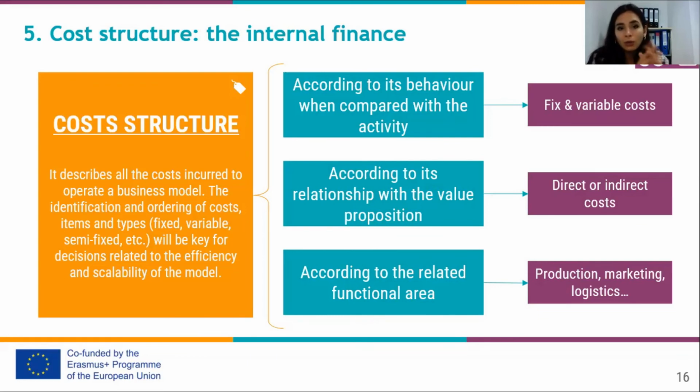And finally, we can also divide the costs according to the related functional area. Maybe this is the easiest way of dividing costs. For example, I can assign costs to the production activity, or to marketing, or to logistics.